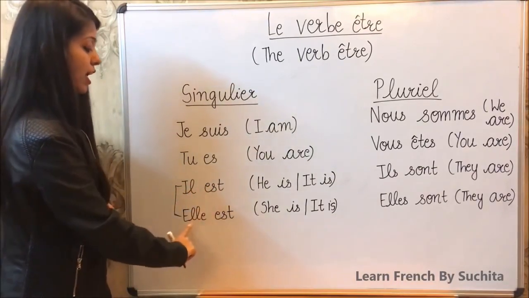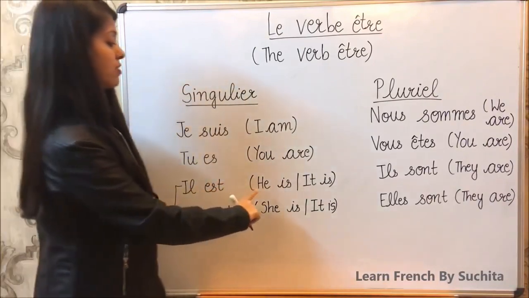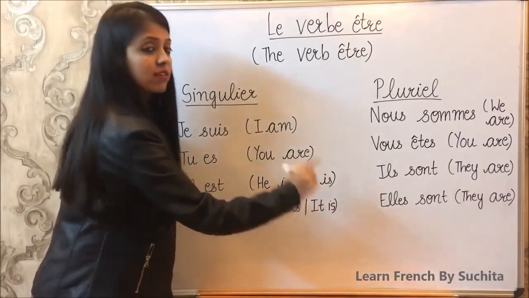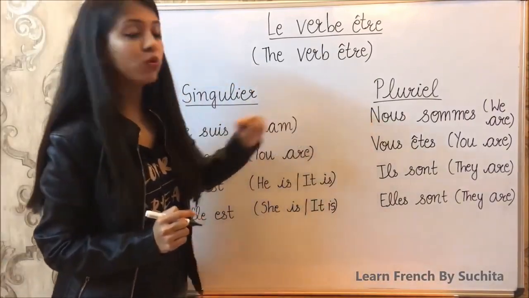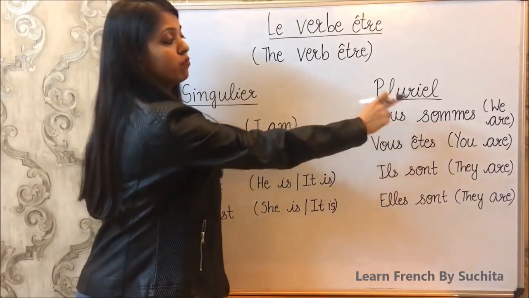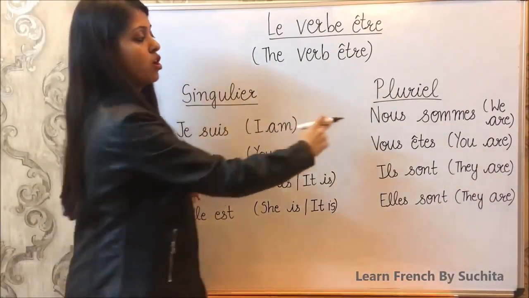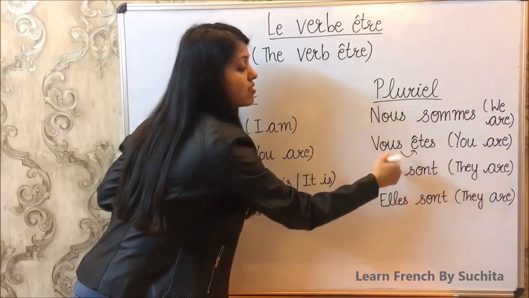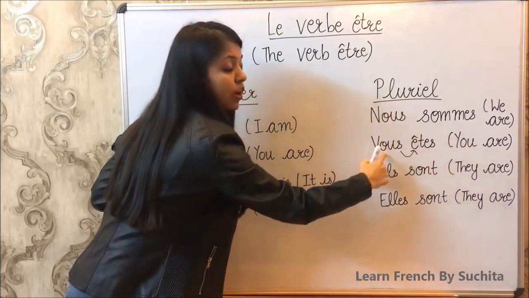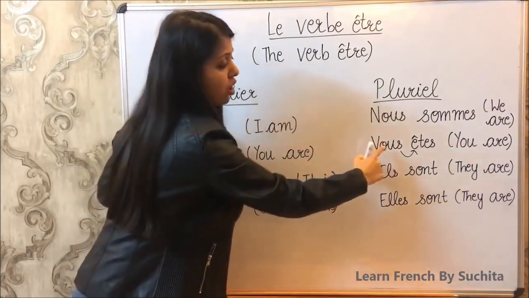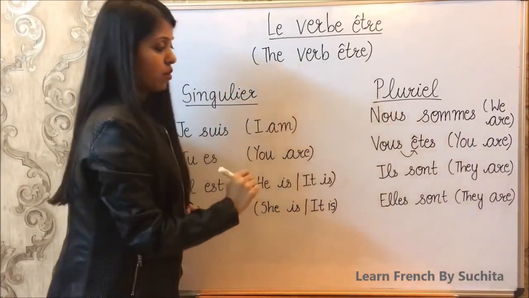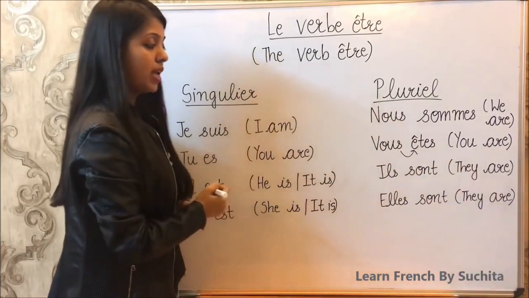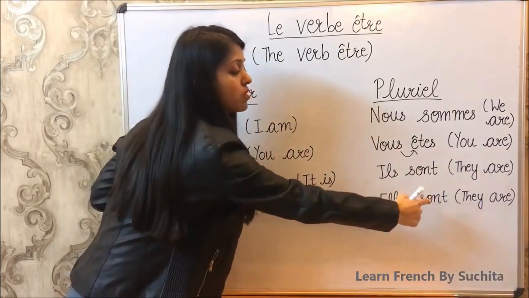So il est and elle est. The meaning is he is, it is, and for elle, it is she is or it is. Let's come on to the plural now. Nous sommes, which means we are. Now the next is vous êtes. This is vous êtes, according to the rule of liaison, which means you are. Now the pronunciation of this is ils sont, which means they are, and elles sont, which is they are.